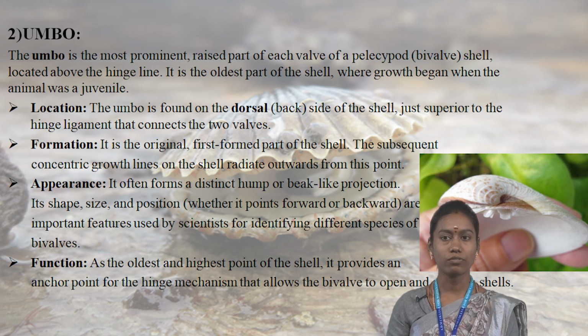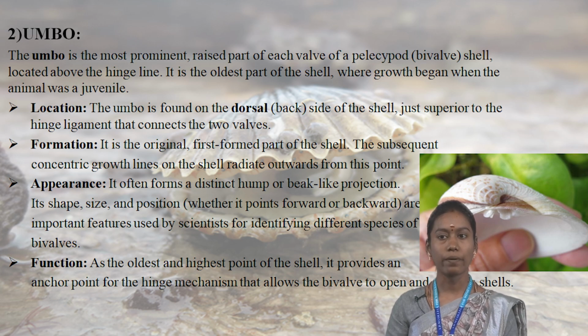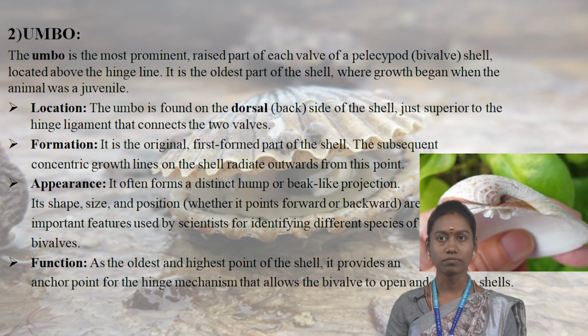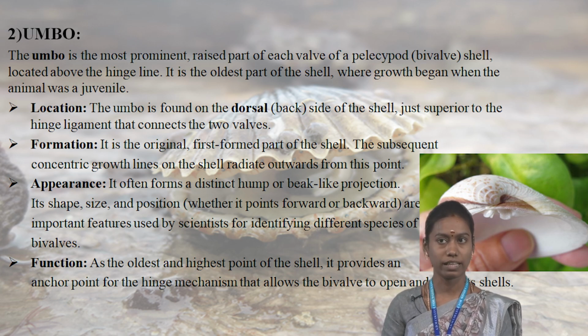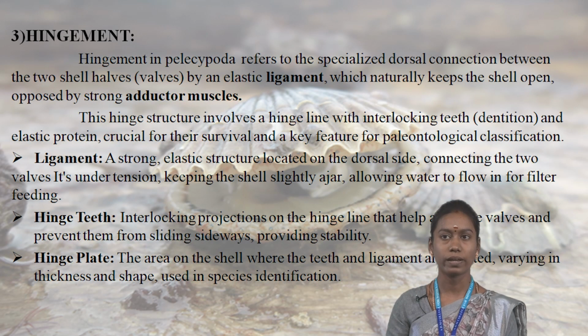Its function. What is the function of the umbo? As the oldest and highest point of the shell, it provides an anchor point for the hinge mechanism that allows the bivalve to open and close the shell. The umbo is always present on the dorsal side of the shell, which looks like a hump-like structure. This is the umbo. Then we are going to see about the hingement.